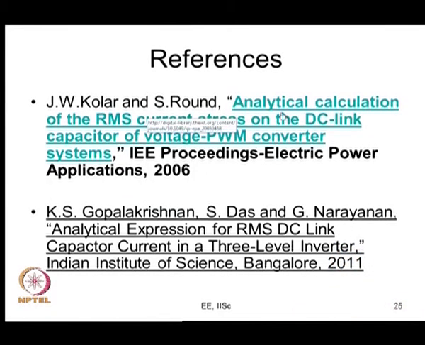For example, this is a reference where the RMS calculations for 2-level inverters have been done. This is by Kolar and Round, analytical calculation of the RMS current stress on the DC link capacitor of voltage PWM converter systems, published in IEEE proceedings in 2006. This is a more recent work, but it is on a 3-level inverter. Nevertheless it is useful. It is a little more complex than a 2-level inverter, but once you know how to calculate the RMS current for a 2-level, it is possible to do this.